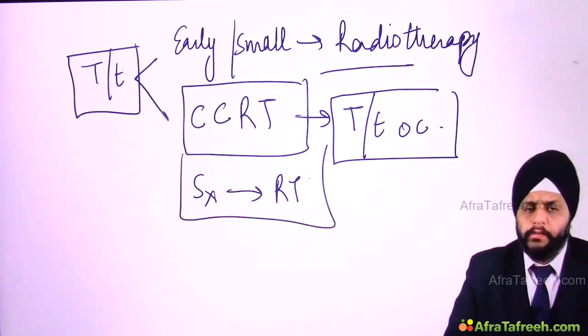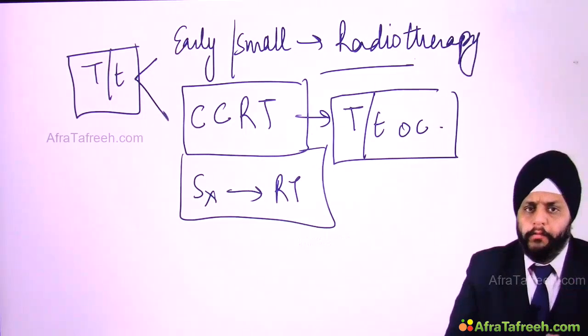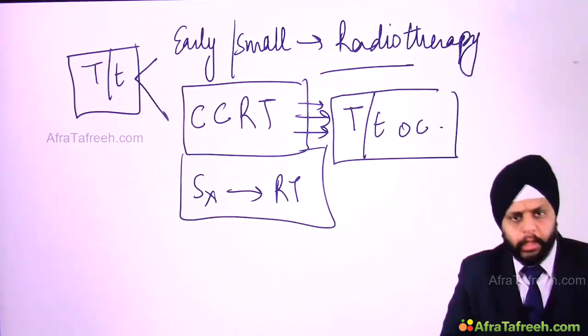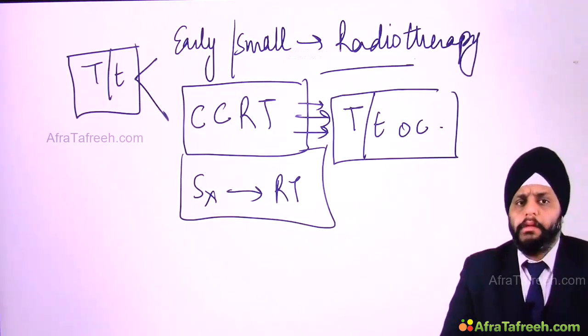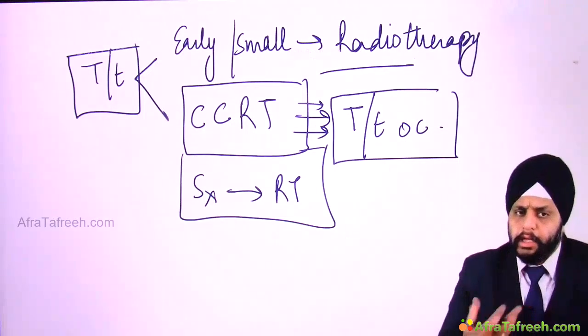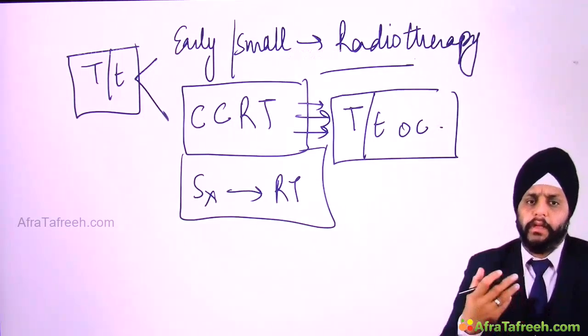There is no study that says one is better over the other, but if you are given an option, you mark your answer as CCRT. That is a better answer over here. Surgery we usually save for recurrence. After CCRT, if there is still a recurrence, then we try to do surgery. Such a surgery is known as salvage surgery.